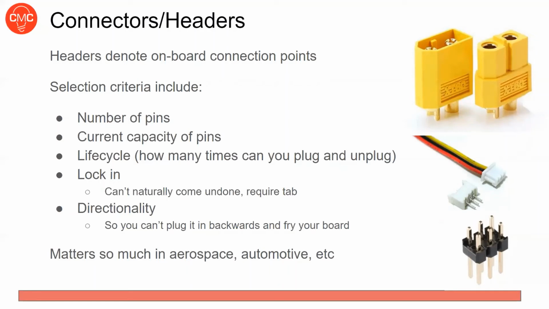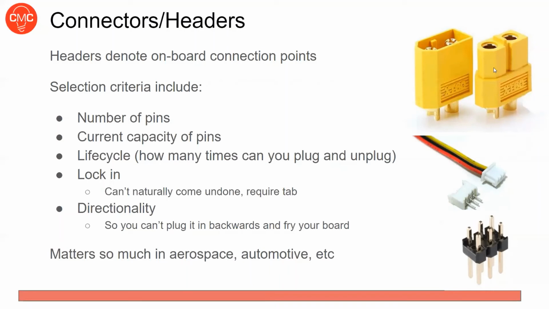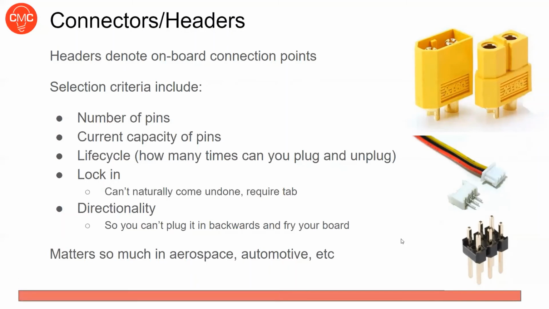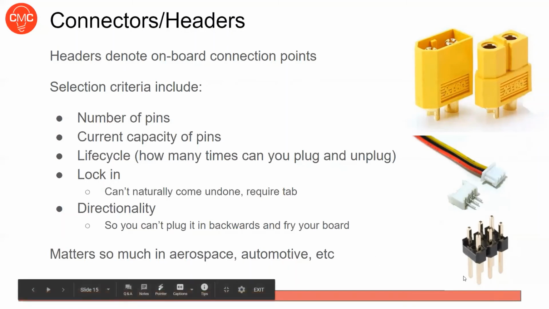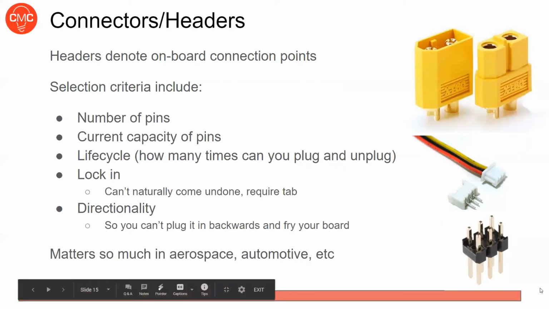So, really important categories of connectors. These are XT60s, really high current, directional, as you can see. Really great for batteries and giant motors and that kind of thing. These are much smaller, like JST headers, good for sensors, low current things. And this is just a typical header that you'd have for a programming cable or something that will be removed during typical usage.